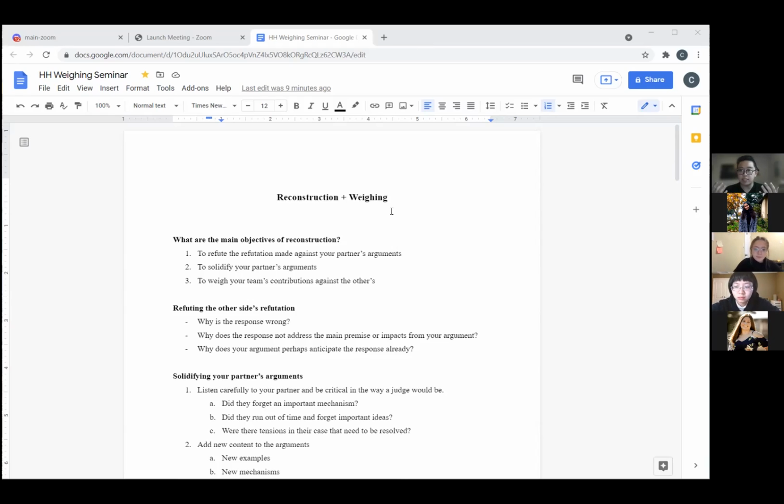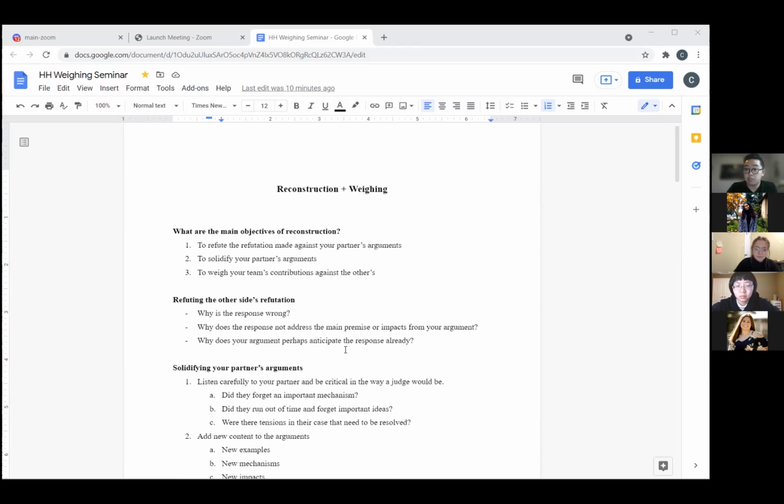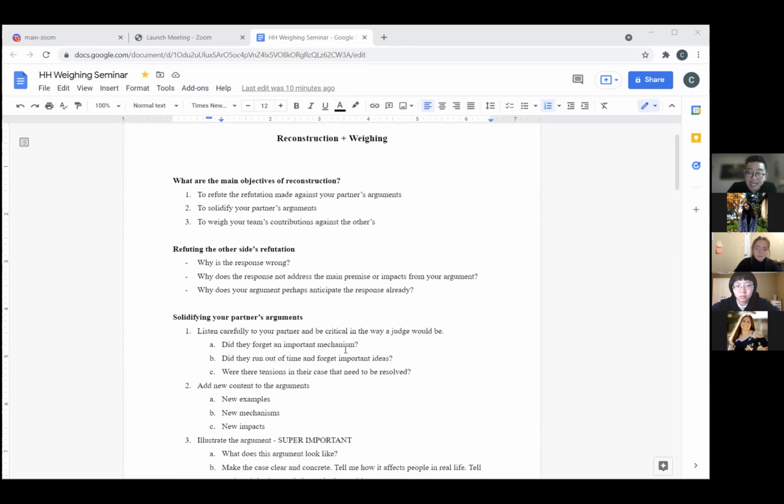So refuting the other side's refutation is pretty simple, right? It's explaining why the response is wrong, why the response doesn't necessarily address the main premise or the main impacts of your argument, and why your argument perhaps anticipates this response already. Those are all questions to consider within refutation. But the more important part that I think a lot of people forget about within reconstruction is making sure that your partner's arguments are better than they were initially presented.